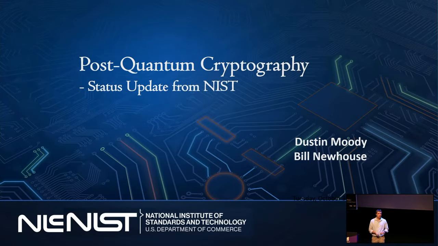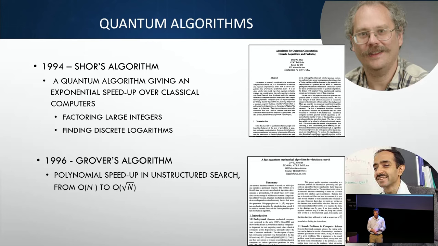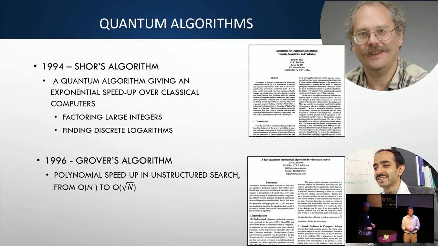Most of you are probably pretty familiar with a lot of what we've been doing with our post-quantum project. The main reason that we're all worried about this is we've known for a few decades that there are some quantum algorithms that, if you have a big enough quantum computer, you would be able to run. One of them was discovered by Peter Shor. It would be able to factor large integers. It would also be able to solve the discrete log problem.